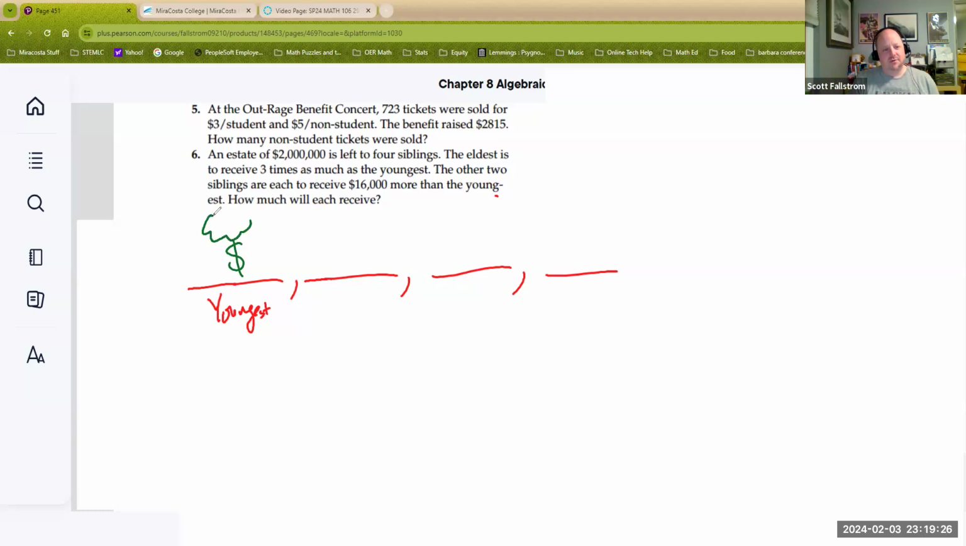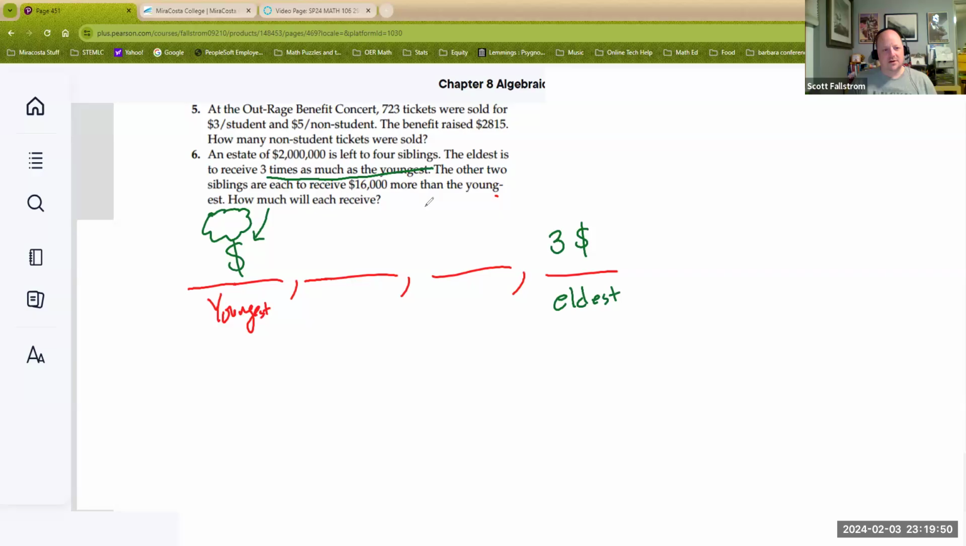Of course, you could, if you've been watching what I do in class, use a cloud. There's my youngest. Over here is the eldest, or the oldest. Eldest. Yeah, some people living in the past. So eldest over here. Now, they received 3 times as much as the youngest. So if I knew how much the youngest had, the eldest is going to get 3 times that amount. Okay.